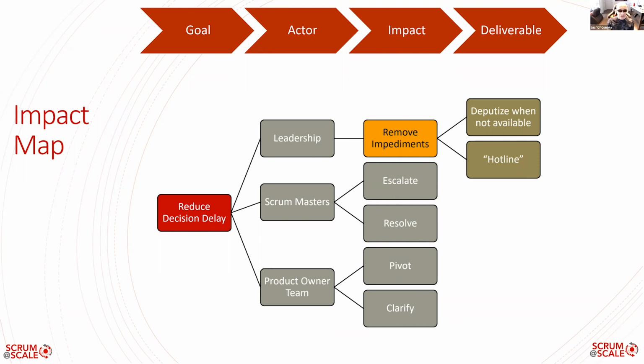In Scrum at Scale, we have two big targets. One is decision delay, and the other one is eliminate dark work. And those are things that you can use for any scaled framework.